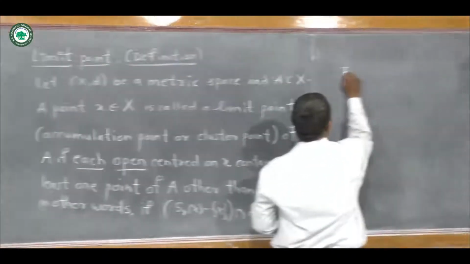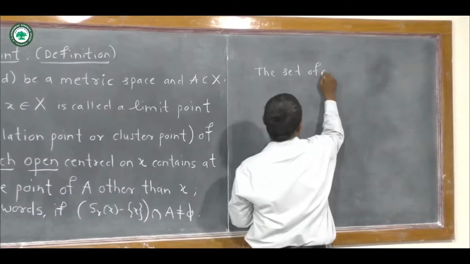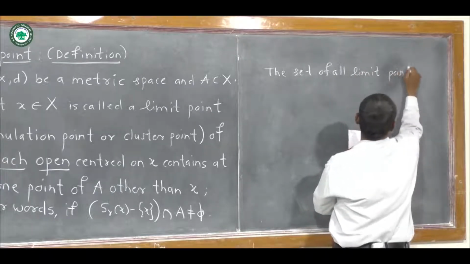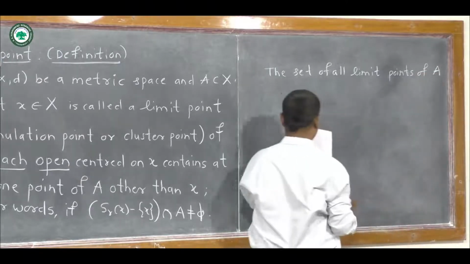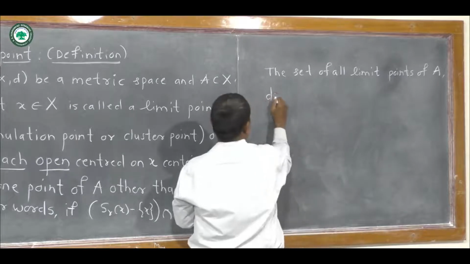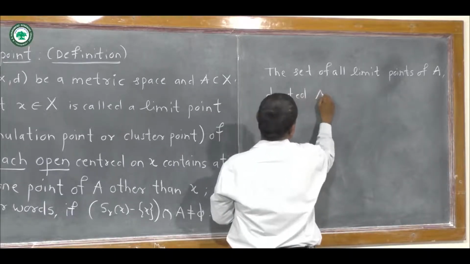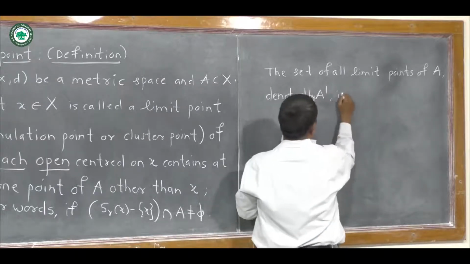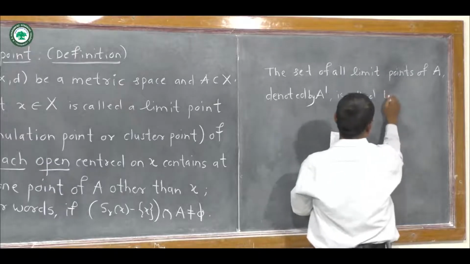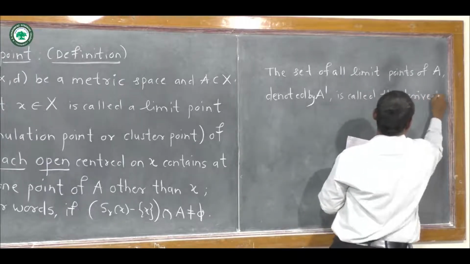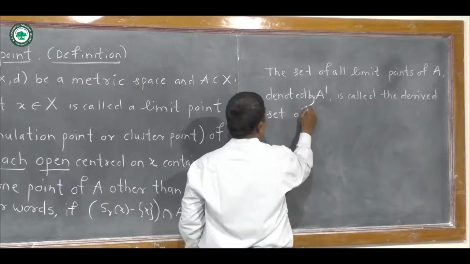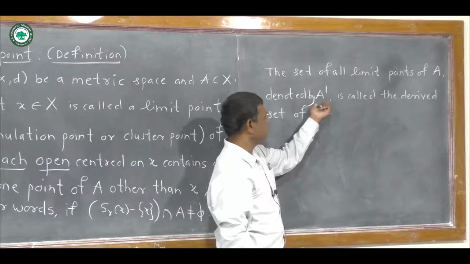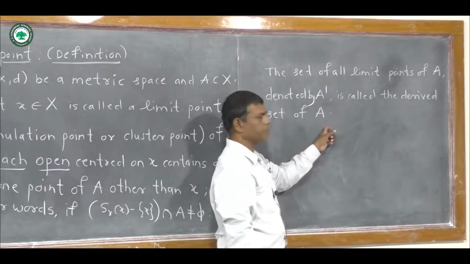Now remember that the set of all limit points of A is denoted by A dash and is called the derived set of A. Remember that the set of limit points of A is denoted by A dash and the set is called the derived set of A.